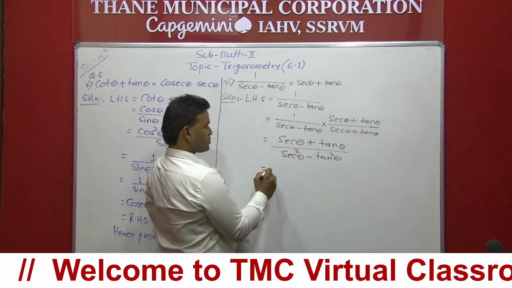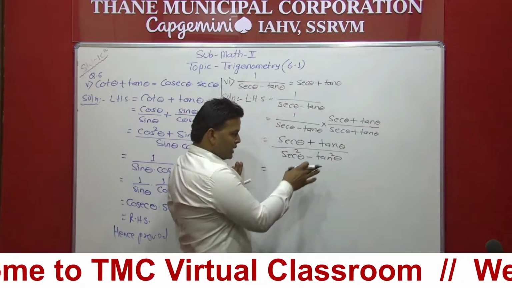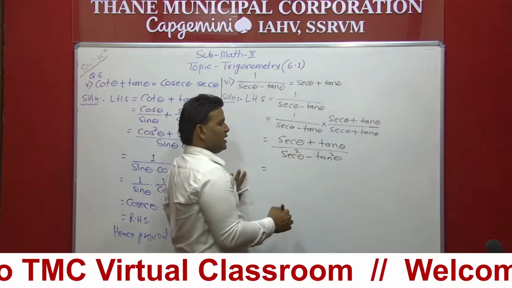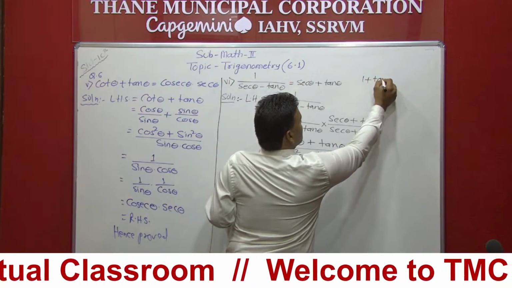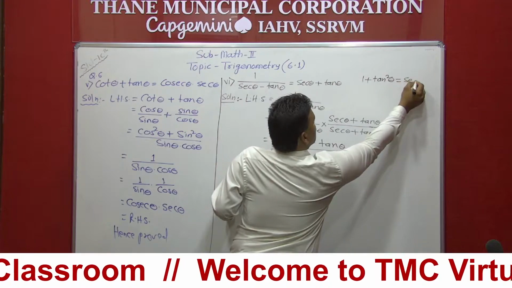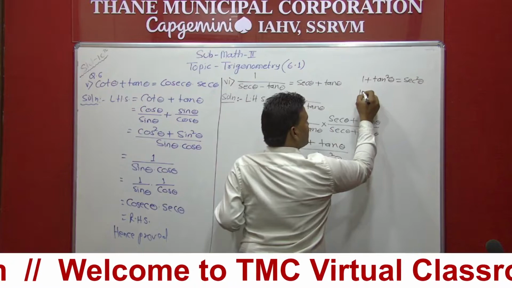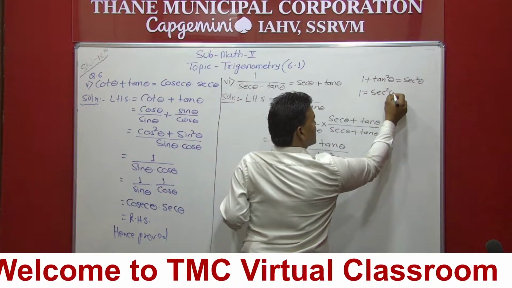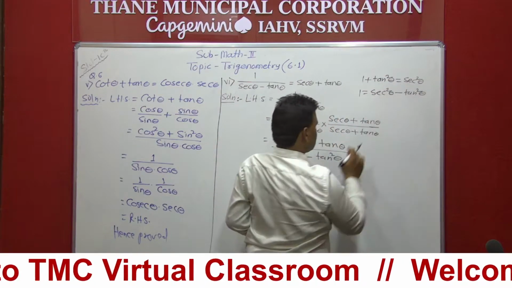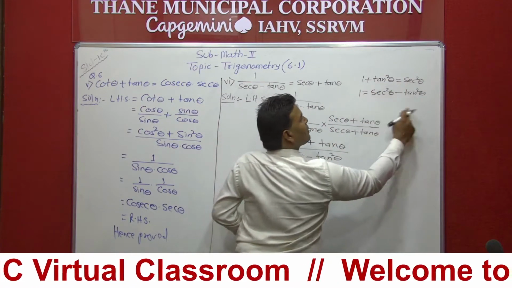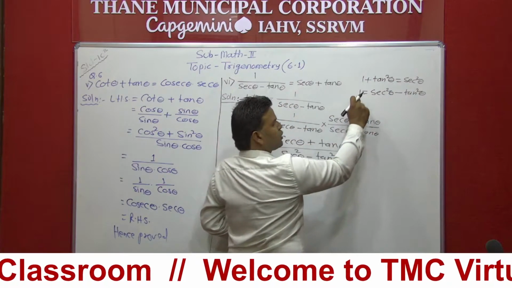Now see, sec square theta and tan square theta are related. Related to this we have one identity, and I'll show you the identity. 1 plus tan square theta is equal to sec square theta. Once I take this to the other side, this will become 1 is equal to sec square theta minus tan square theta. Sec square theta minus tan square theta is nothing but 1. So here instead of this I am going to substitute 1.